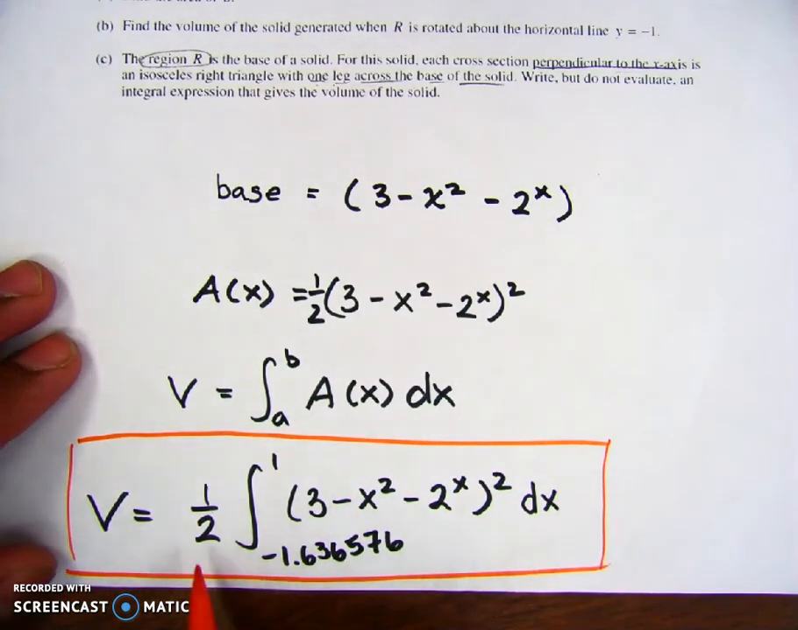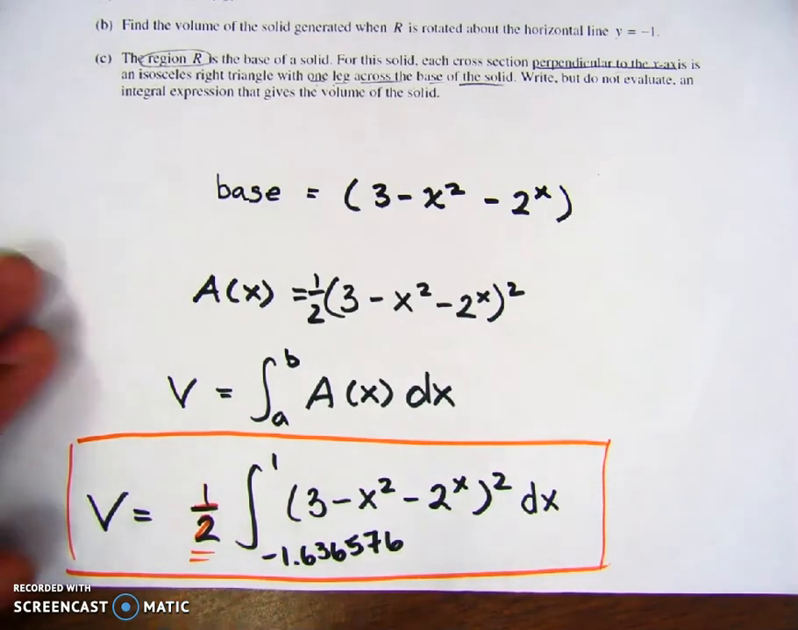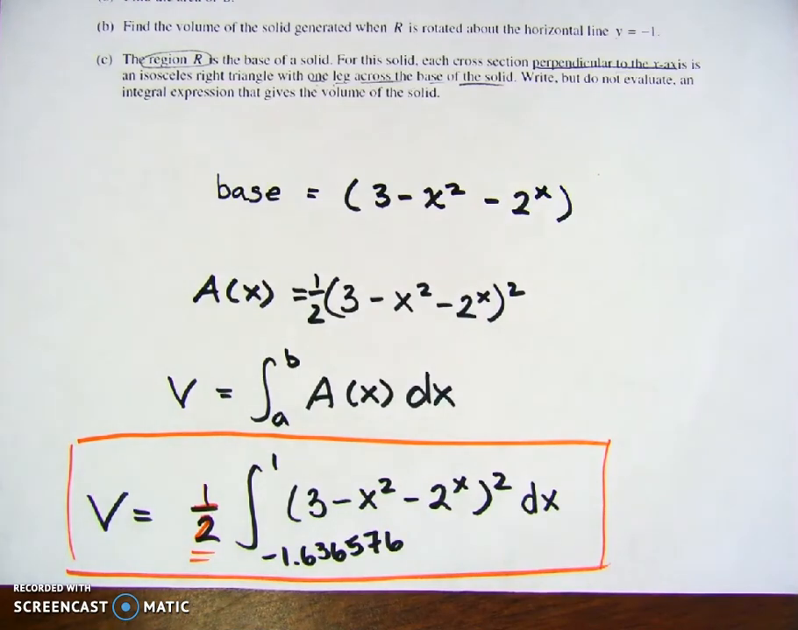Keep in mind that that 1/2 is a constant, so that 1/2 can be placed outside of the integral. So you can take out the 1/2. Okay, so that's the answer for part C.